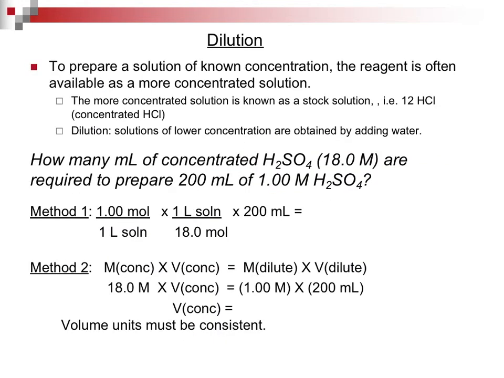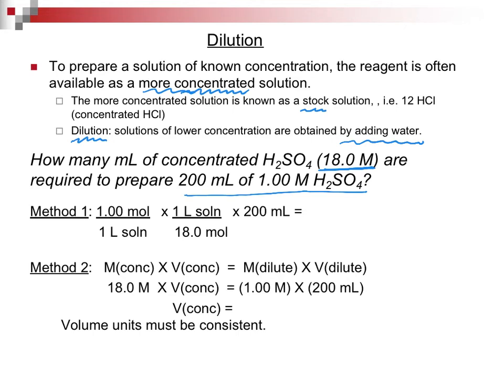I mentioned a stock solution, and that has to do with a dilution. Often your reagent is more concentrated than you need. Again, we call that a stock solution. What we do is we dilute that solution by adding water. Now, there are many different ways to solve it. I'm showing two different methods using concentrated sulfuric acid. The sulfuric acid comes to us as an 18 molar. We would call that a stock solution. And we want to make 200 mL of only a 1 molar H2SO4 solution.